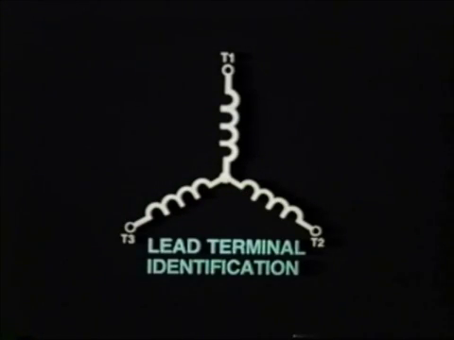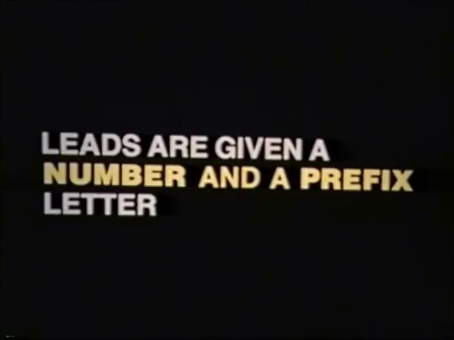Let us now proceed to our fourth and final topic, lead terminal identification. Alternators manufactured in the U.S. usually follow the National Electrical Manufacturers Association standard NEMA MG1 for making lead terminals. Leads are given a number and a prefix letter. Armature leads have a prefix letter T, and field leads a prefix F.